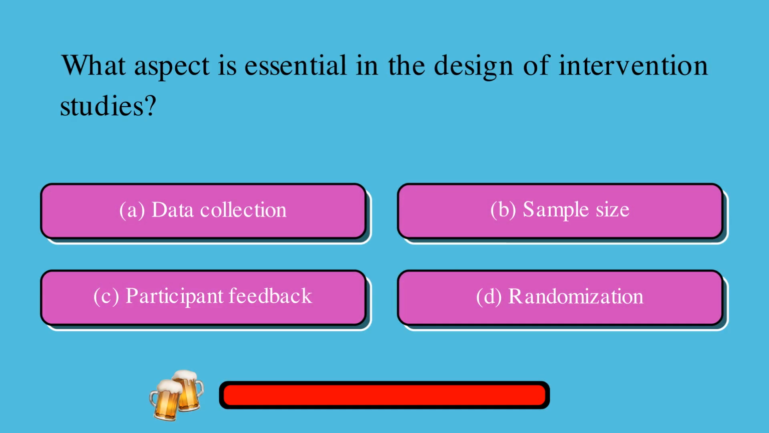What aspect is essential in the design of intervention studies? A, data collection, or B, sample size, or C, participant feedback, or D, randomization? The correct answer is D, randomization.